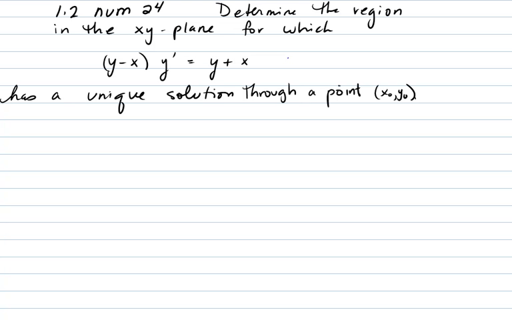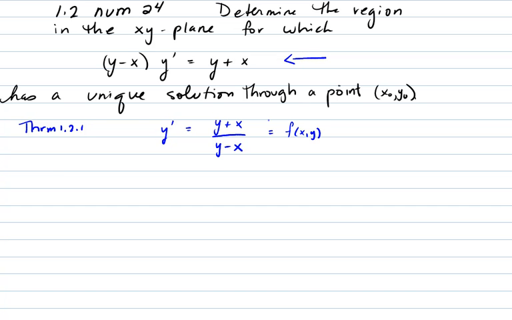We want to determine the region in the xy plane for which this differential equation here has a unique solution. So we're going to use theorem 1.2.1. And first we need to write this differential equation in the standard form. So for that, we're going to write y prime equals (y plus x) over (y minus x). And so this function right here on the right, this is my f of x, y in the theorem.